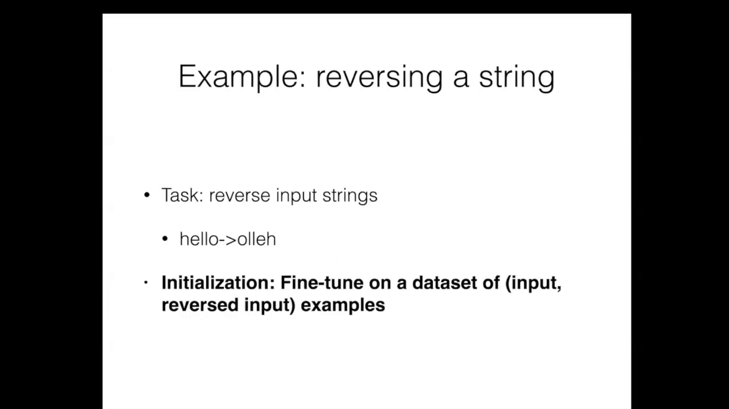Okay, so now we can go through the simple example, which is reversing a string. Here the model is going to get the string as input. Our goal is going to be to reverse it, and you can imagine we can check very easily whether the string is reversed or not.